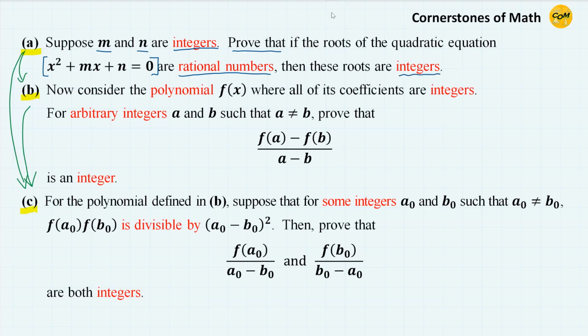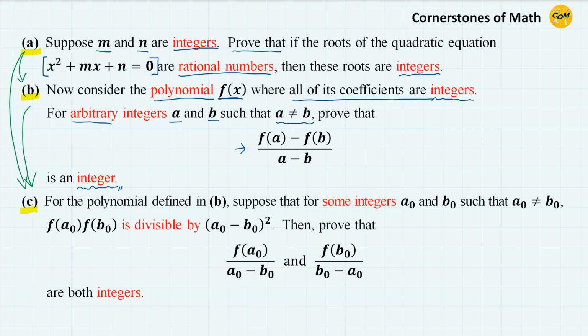In problem B, now consider the polynomial f(x) where all of its coefficients are integers. For arbitrary integers a and b such that a and b are different, prove that (f(a) minus f(b)) divided by (a minus b) is an integer.